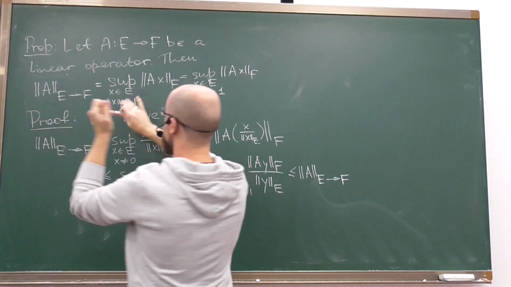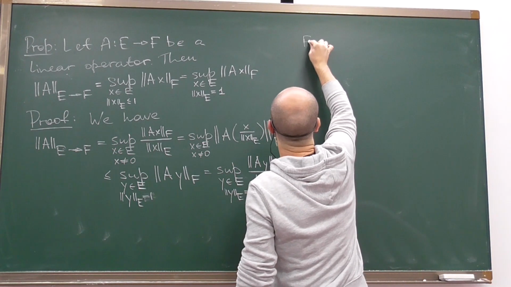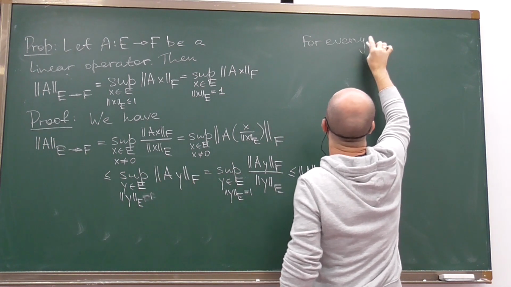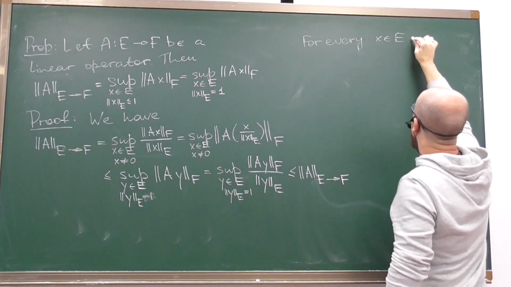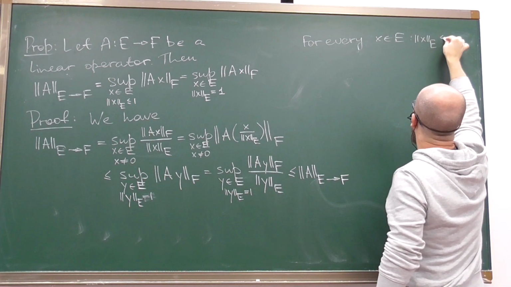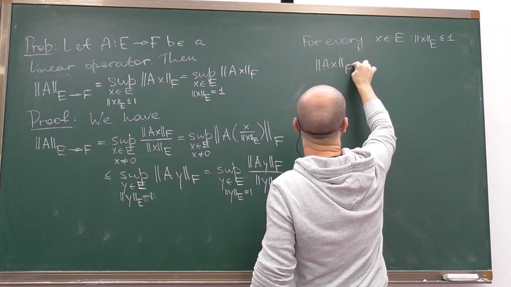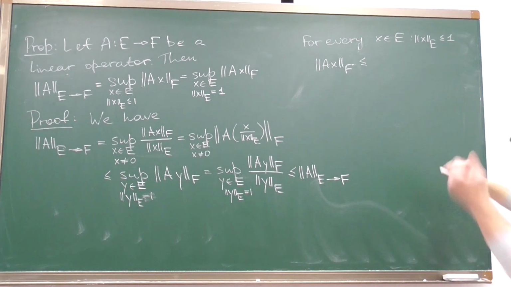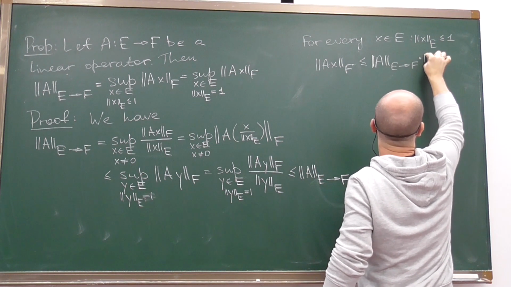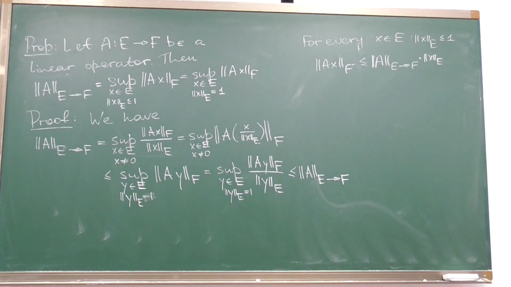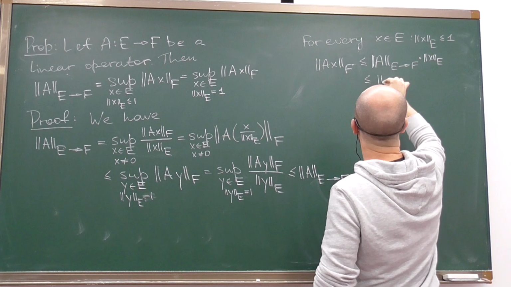Now we want to prove the first equality. So first of all, let us note that for every x in E with the norm less than or equal to 1, we have that the norm of Ax in F is less than or equal to the norm of A times the norm of x, by the definition of the norm. But the norm of x in E is less than or equal to 1. So this is less than or equal to the norm of A.